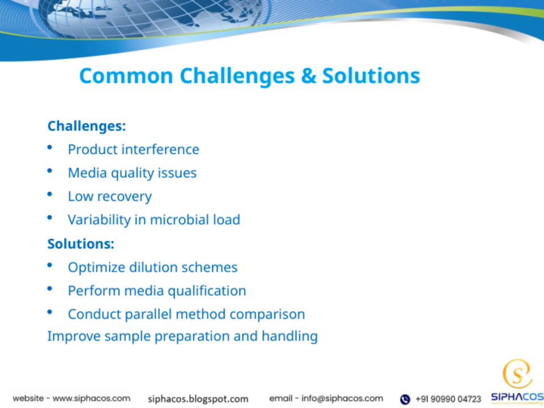First, optimizing our dilution schemes helps to reduce interference and improve accuracy. Performing media qualification ensures that our media are supporting microbial growth as expected, which is critical for reliable results. Conducting parallel method comparisons allows us to validate our methods and ensure consistency across different testing approaches. Lastly, improving sample preparation and handling techniques helps minimize contamination and variability, leading to more trustworthy outcomes. Overall, understanding these challenges and implementing these solutions is key to maintaining the integrity and reliability of our microbial testing processes.